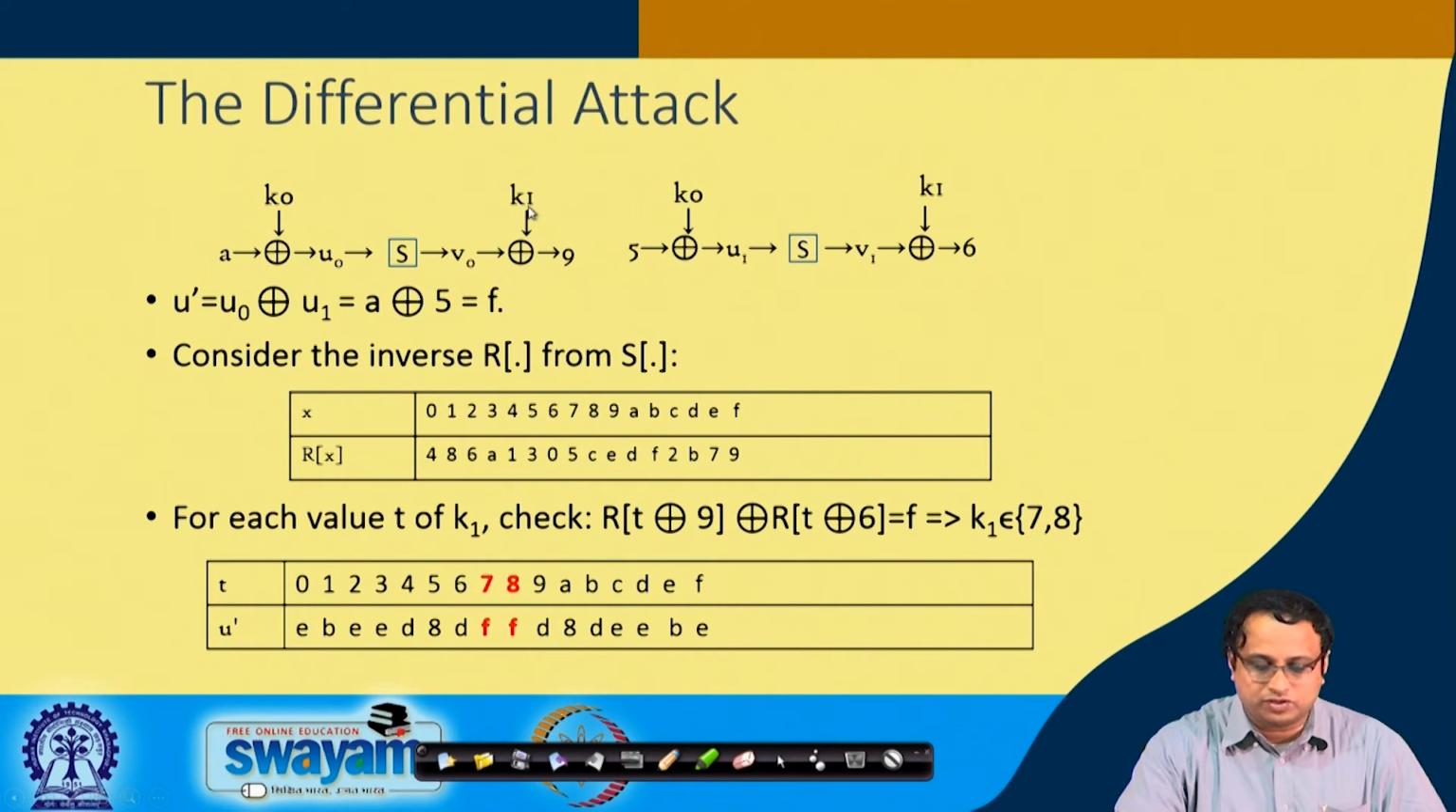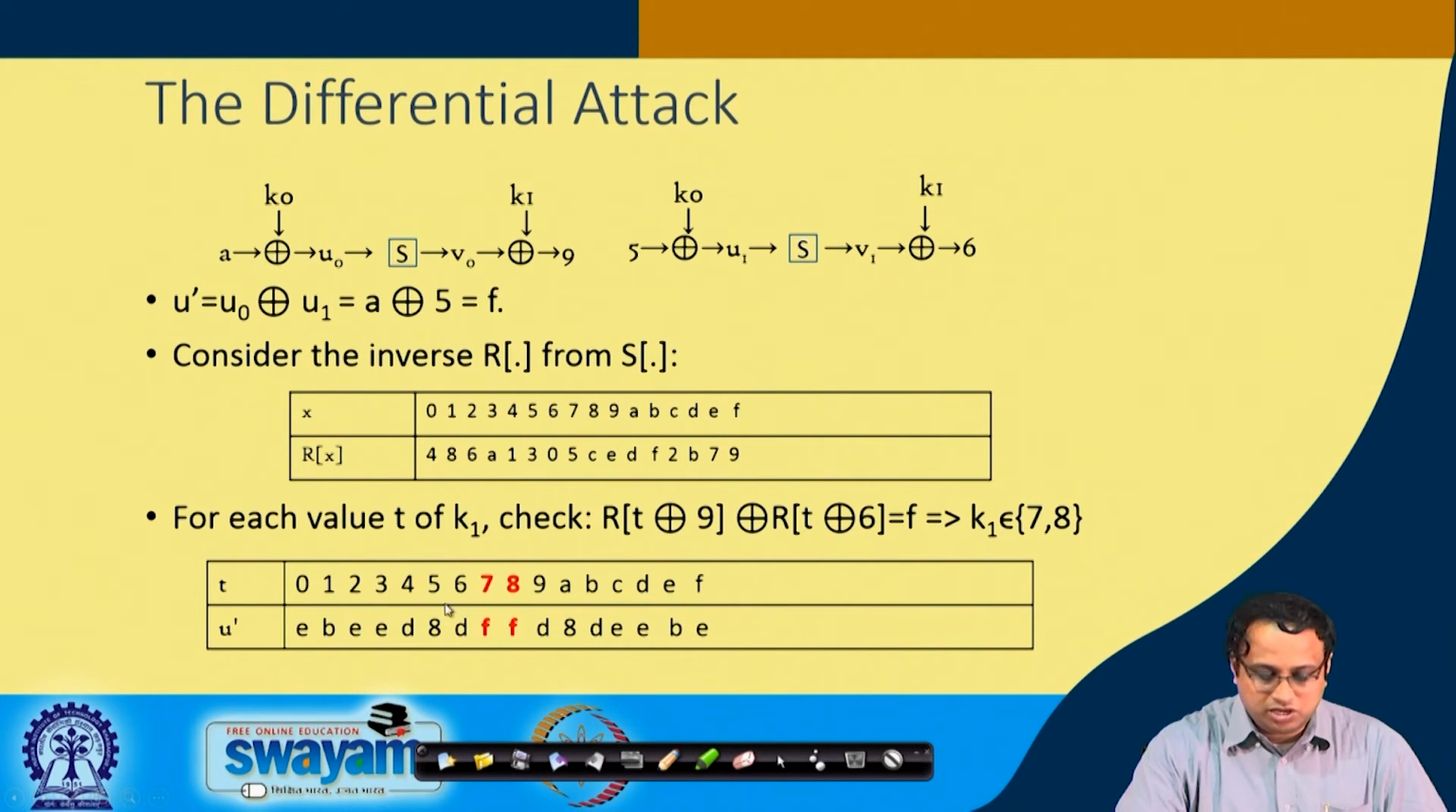So 9 XORed with K1, and if I apply the R function, I come to this point U0. So I XOR R(T) XORed with 9, and here I XOR R(T) XORed with 6, where T is the candidate for K1. So I XOR T with 6, and then I apply the inverse function, which is R, and then if I XOR, I should get U0 XORed with U1, which is F.